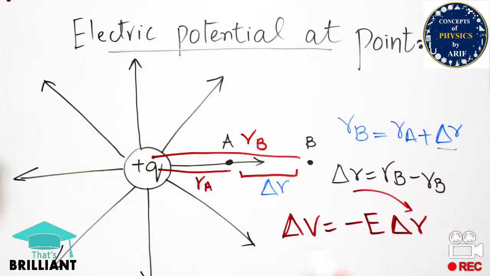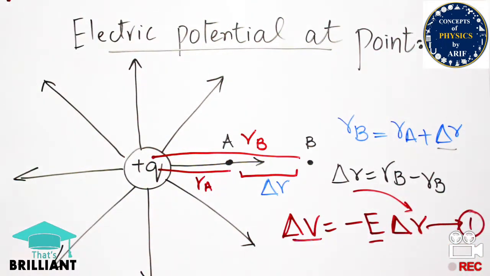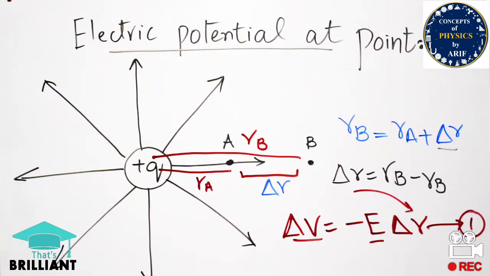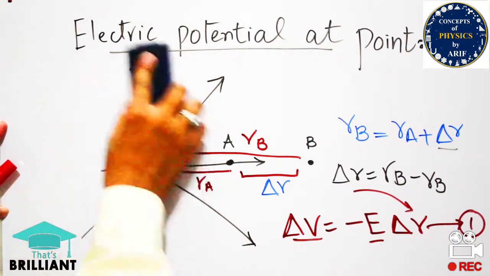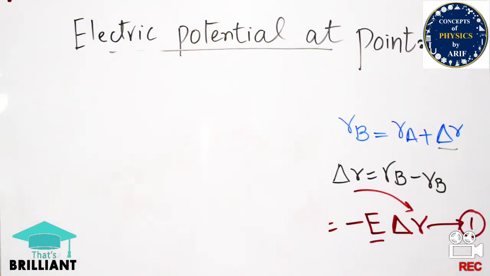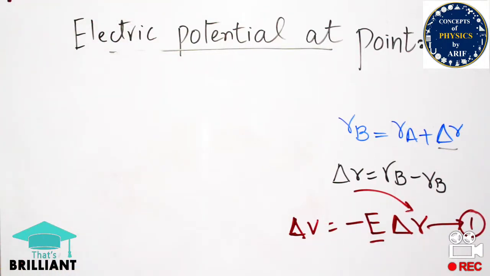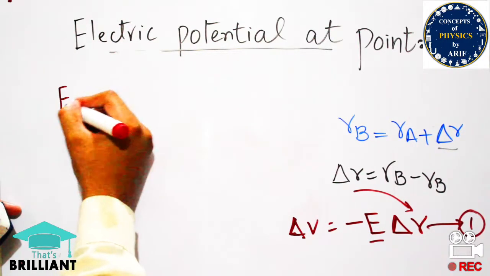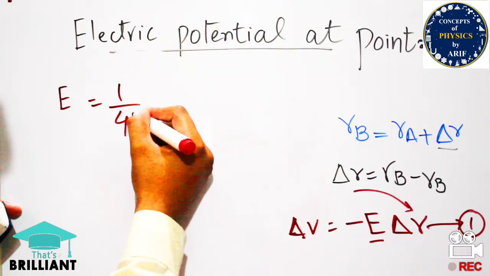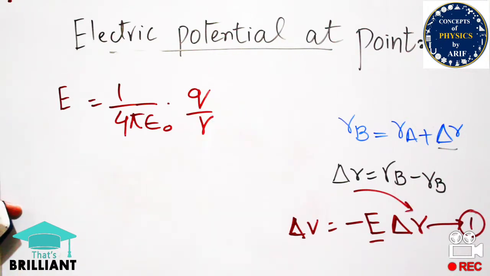So we know that the potential difference is equal to minus E into delta R, which is the product of electric field intensity and displacement, or change in distance between them. Furthermore, I will briefly discuss its units, because delta R can also be calculated from these expressions, and delta V can be further simplified, because we know the value of E is equal to 1 over 4 pi epsilon naught q over r square.